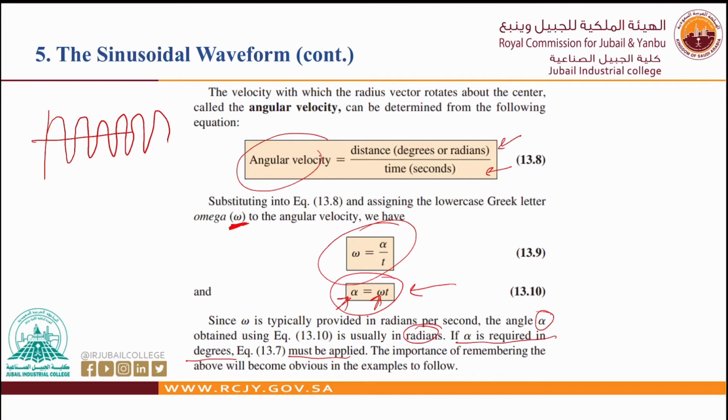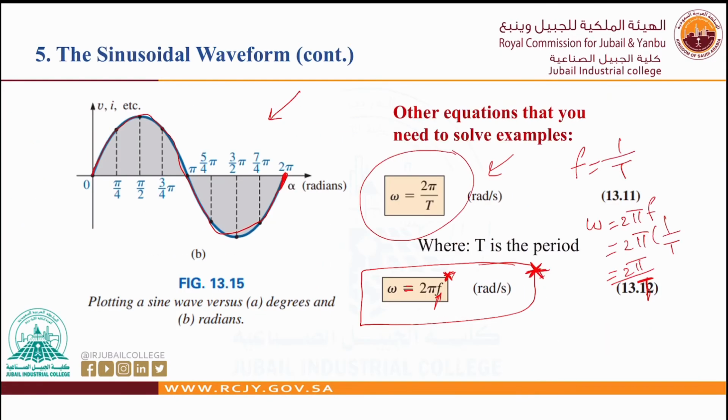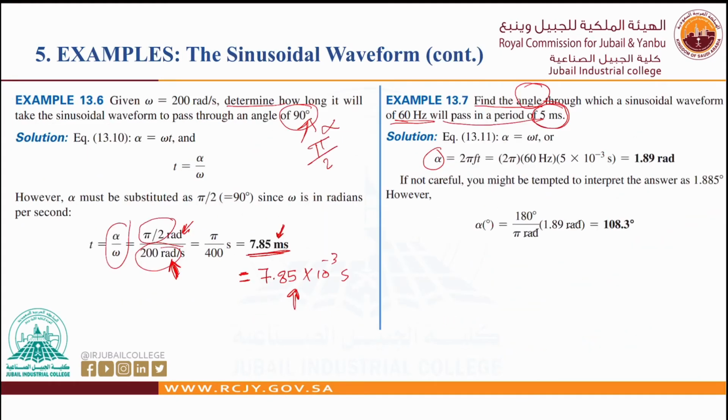So alpha is omega t here. Alpha is equal to omega t, and omega is equal to 2 pi f, and t will go down, so 2 pi f t. That's why you have it here, 2 pi f t. 2 pi is already here. f is 60 hertz in Saudi Arabia. That's why, and it is already mentioned here.